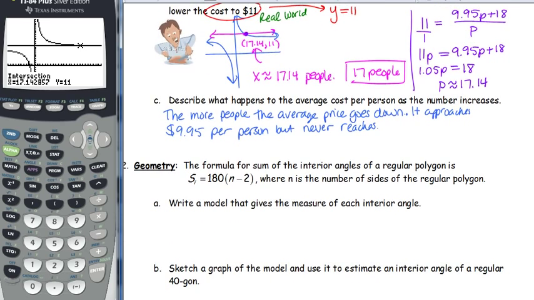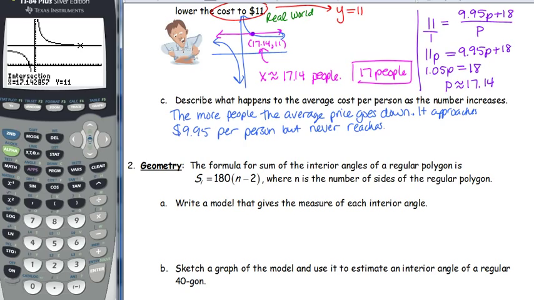Alright, this one is a geometry application. So I'm sure you remember all the way back last year to geometry. The formula for the sum of the interior angles of a regular polygon is 180 times n minus 2, where n is the number of sides of a regular polygon. So this formula tells us all the angles, what they add up to be inside. Write a model that gives the measure of each interior angle.